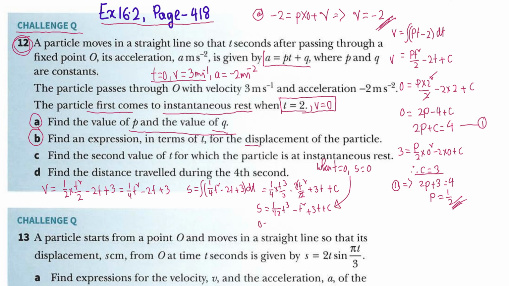So s equals to 0 equals to 0 minus 0 plus 0 plus c. So from there we would get c equals to 0. So our displacement expression we can write s equals to 1 by 12 t cube minus t square plus 3t is the expression for our displacement.